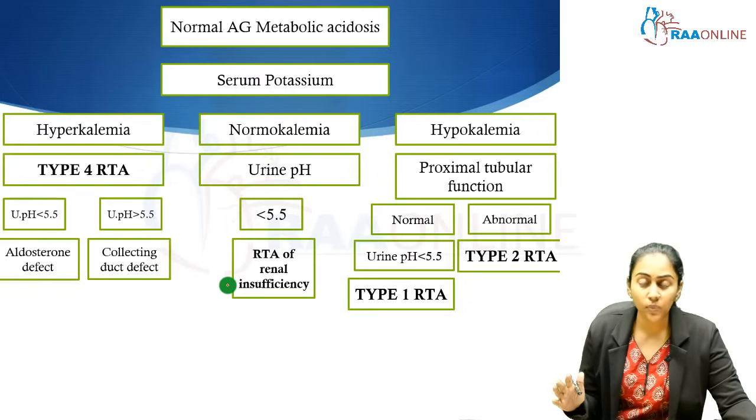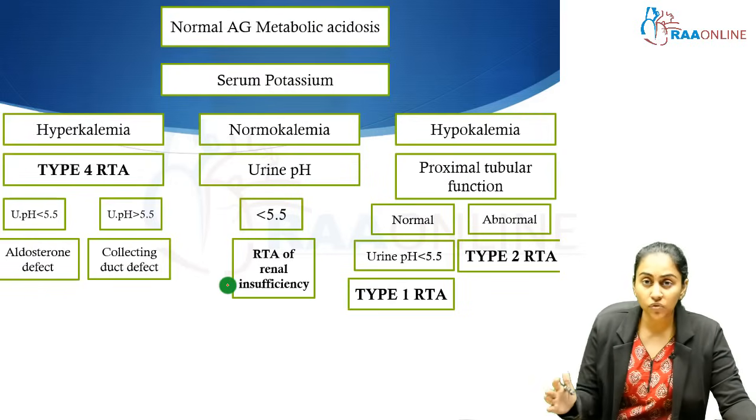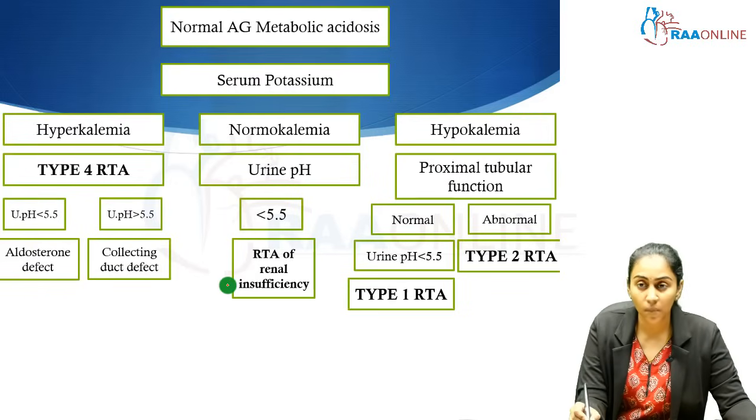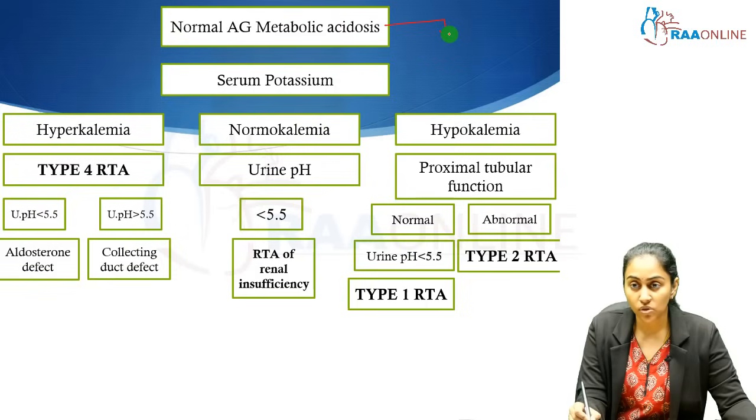So, this was where we already arrived at, right? This bit of the approach we already saw. We saw that in normal anion gap metabolic acidosis, you do a urine anion gap. If the urine anion gap is going to be high, then you are looking at renal tubular acidosis. If the urine anion gap is going to be normal, 0 to 10, then you are looking at a GI cause like laxative abuse or chronic diarrhea.